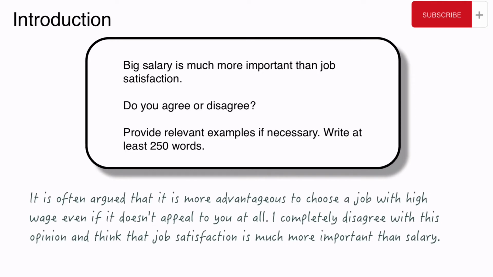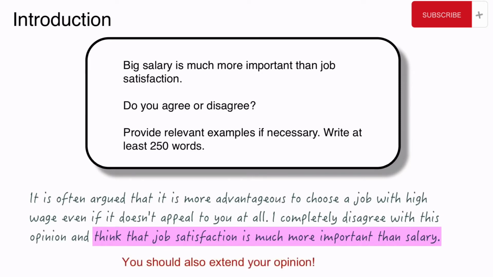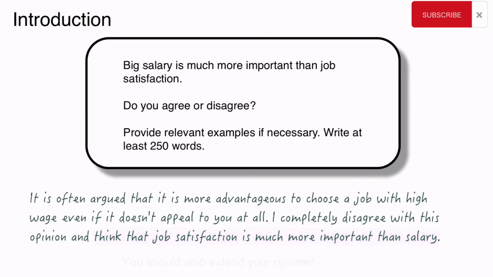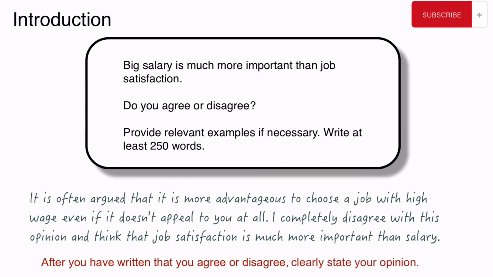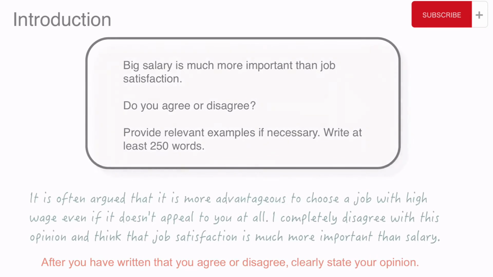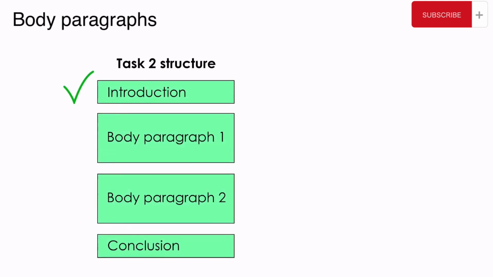As you see, I did not just write I disagree. Apart from that, I extended my opinion and wrote what I think. I think that job satisfaction is much more important than salary. And you should also extend your opinion. So, after you have written that you agree or disagree, clearly state your opinion. So, that's all with our introduction. Now we move on to the body paragraphs.